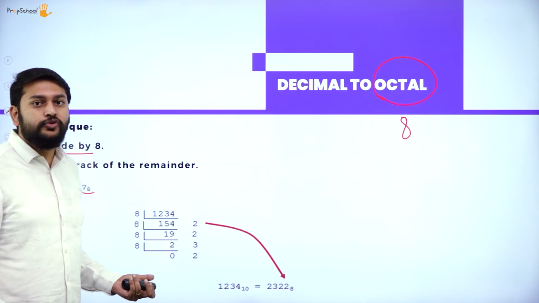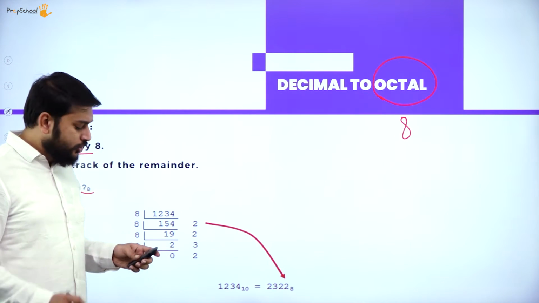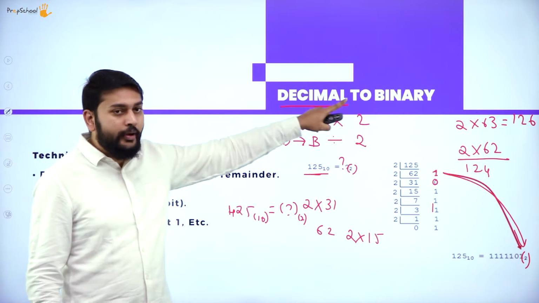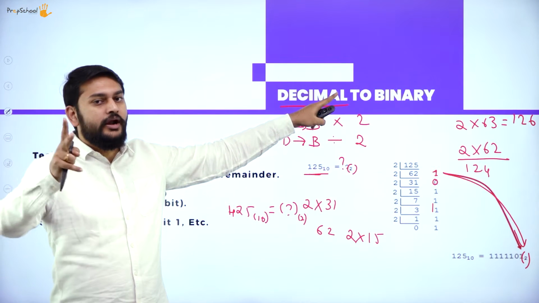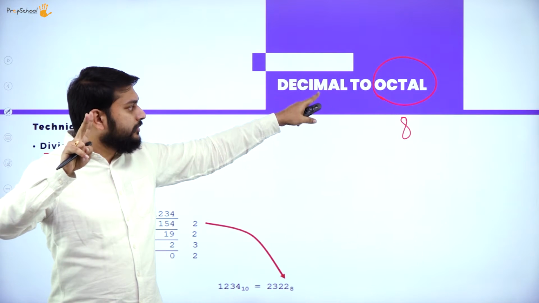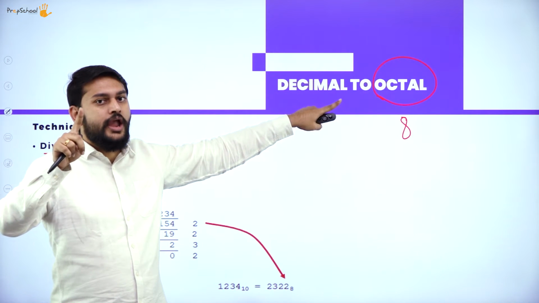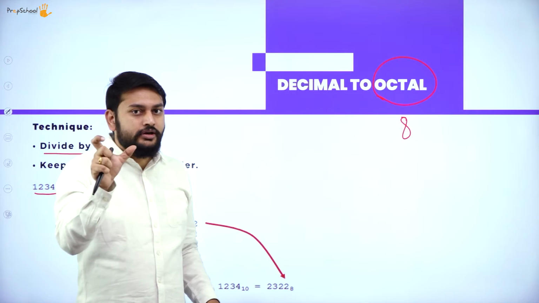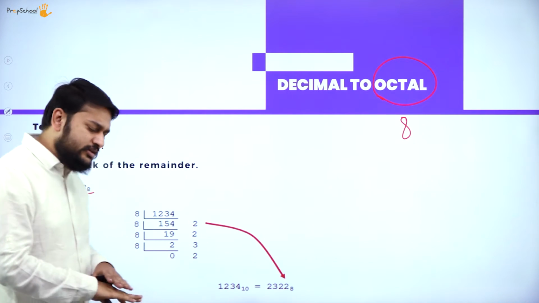So I have to divide it by 8. Please understand, decimal to binary: remember the method, decimal to binary is divided by 2. Decimal to octal, it is 8. That's the shortcut that you should remember.